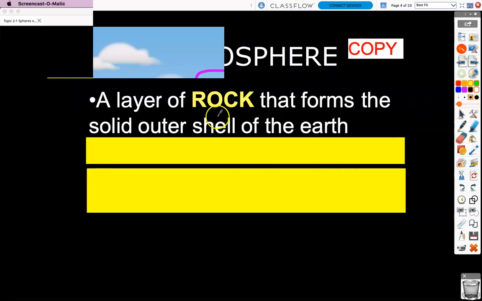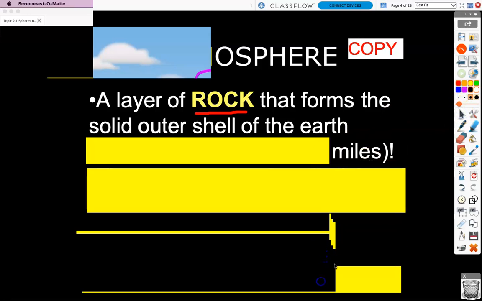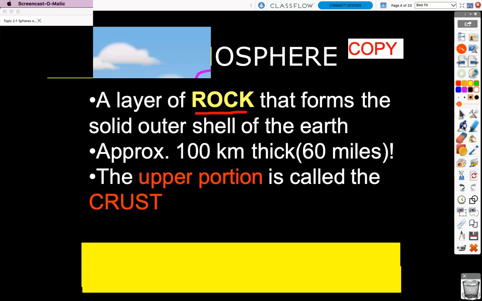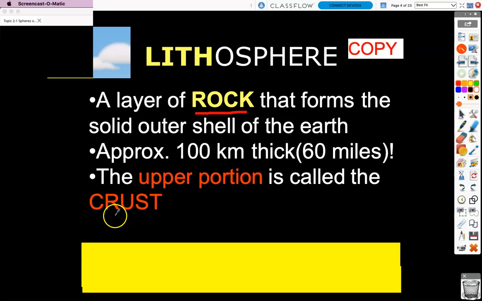It's the outer layer of rock that forms the outer shell of the Earth. So the outermost layer of the Earth is called the lithosphere. It is about 60 miles thick, which is 100 kilometers. And the upper portion of the lithosphere is called the crust. So there's actually 2 portions to the lithosphere. The upper portion is called the crust.